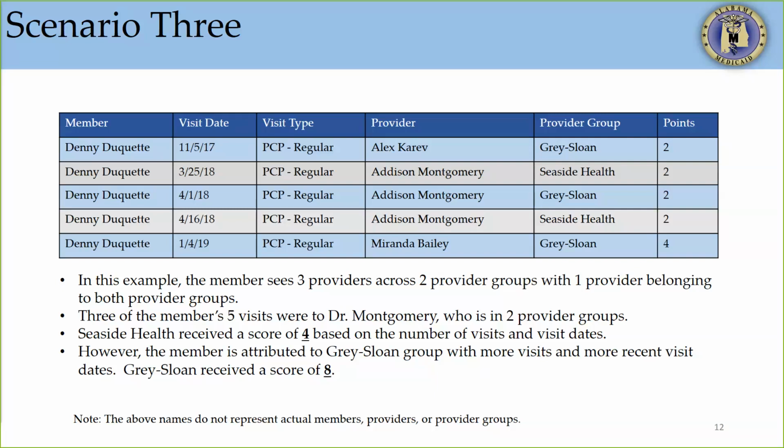Seaside Health, one of the groups, received a score of 4 based on the total number of visits and visit dates. But again, the member in this case would be attributed to the Gray Sloan group because they received more visits and more recent visits. In this example, Gray Sloan received a score of 8 versus Seaside Health, who received a score of 4.